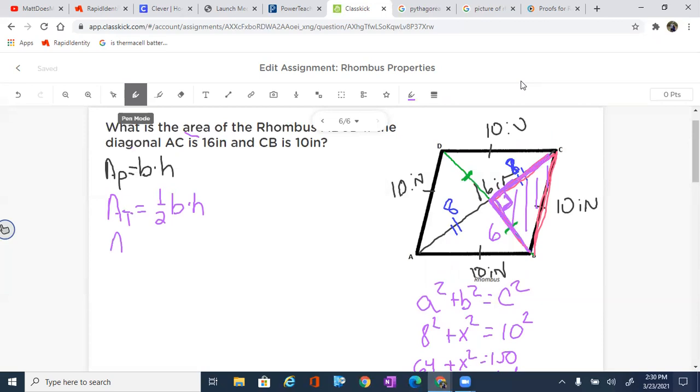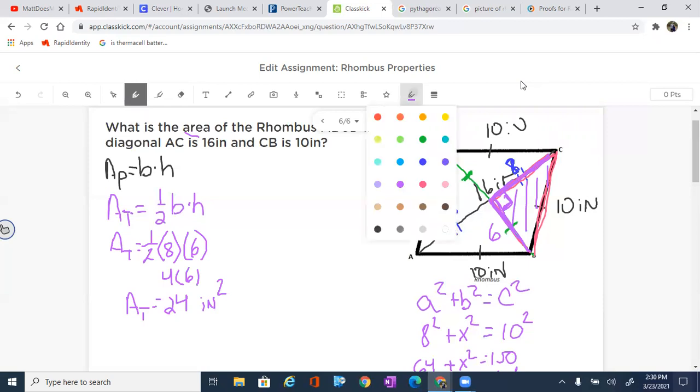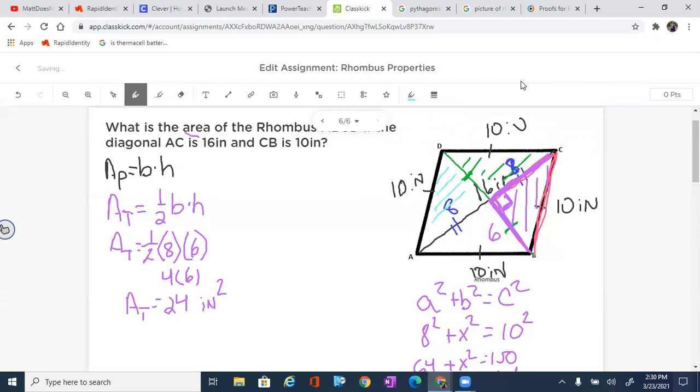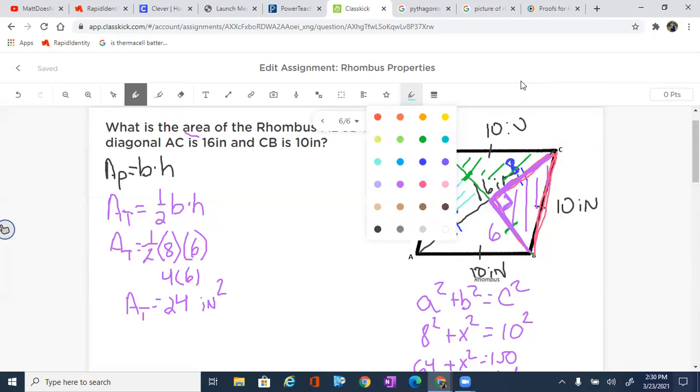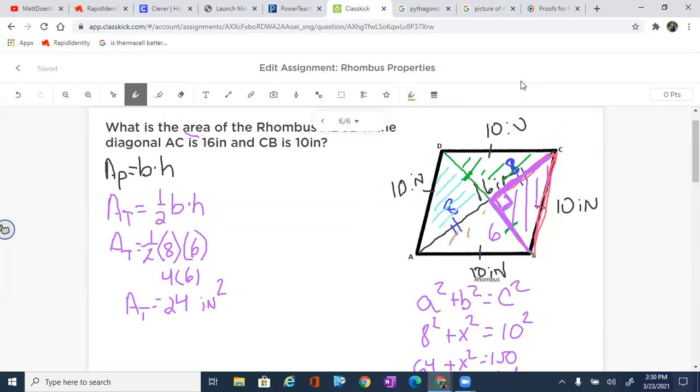So the area of that triangle is going to be 1/2 times 8 times 6, which is the same thing as 1/2 of 8 is 4, times 6, which is 24. And that will be the area of that triangle, which is 24 inches squared. Now, as we had just said, all 4 of the triangles that are being shown in this diagram are going to be congruent to each other. So all 4 of those triangles are congruent to each other.